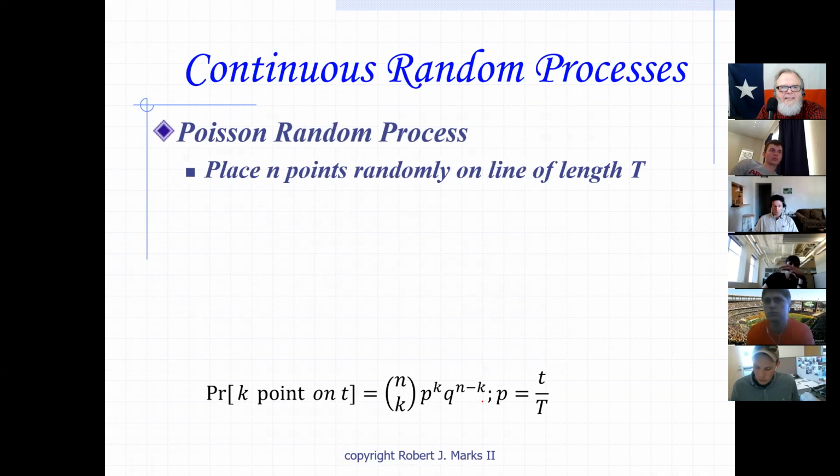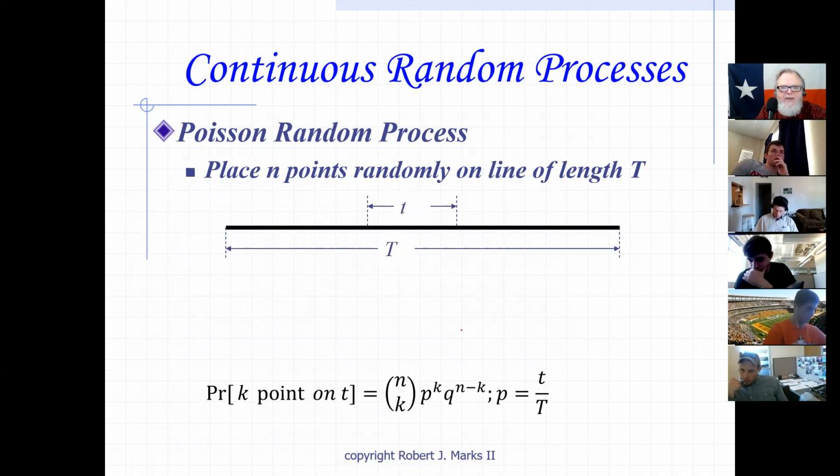Okay, let's look at Poisson random points. This is also kind of interesting. We're going to place n points randomly on a line of length T. So we're going to derive a totally new stochastic process here, the Poisson stochastic process.